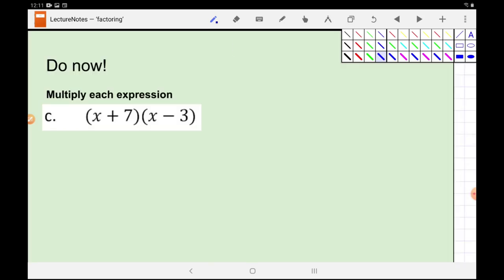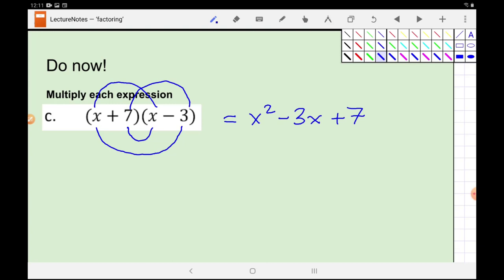Problem C, same method. First, x times x is equal to x squared. Outers, that would be negative 3x. Inners would be 7 times x, which is just 7x. And last, 7 times negative 3 is just negative 21. Pretty simple. After a while, you'll start going quickly through these, and they just become automatic.